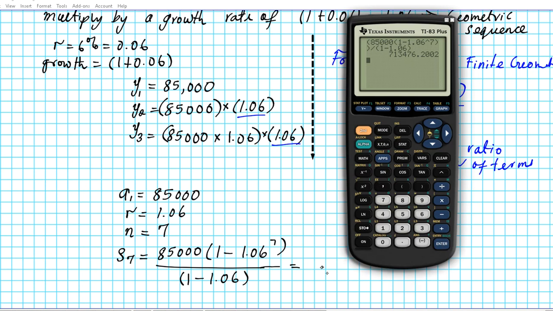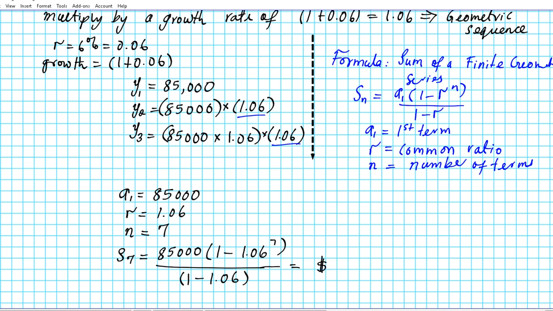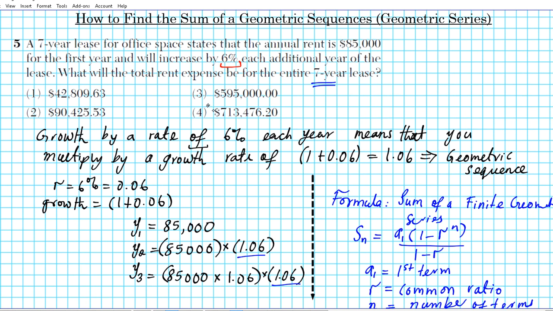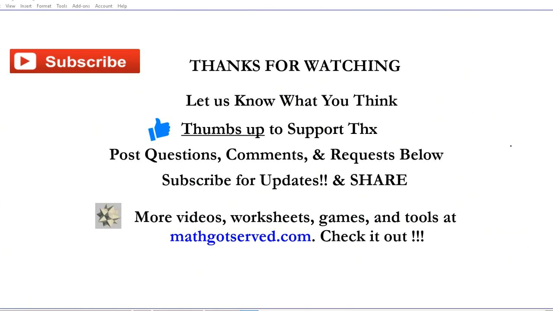713,476.20. So the amount is going to be $713,476.20. That, ladies and gentlemen, is the final answer. So the answer to question number 5 is option number 4. That is how you use the sum of finite geometric series formula to find the sum of n terms of a geometric sequence.